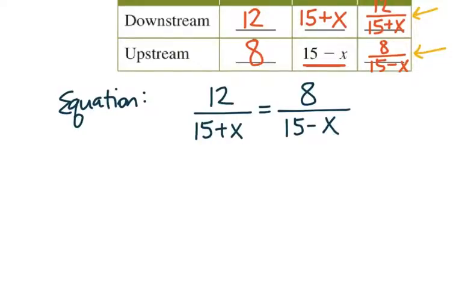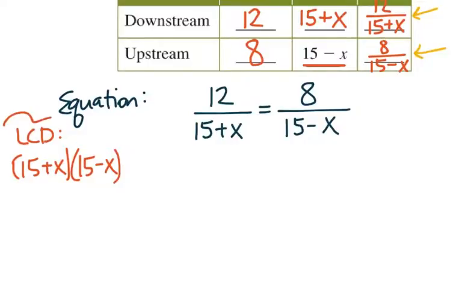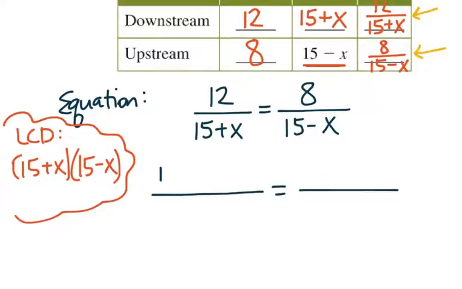Alright, and then I'm just going to go ahead and solve this using the same method we saw back in the earlier section on solving. So that idea was find your LCD and bring both fractions, in this case, up to the LCD. So it looks like my LCD will be the product of the two denominators we have. We need a 15 plus x and a 15 minus x. So we'll go through those steps of bringing each fraction up to having the LCD.